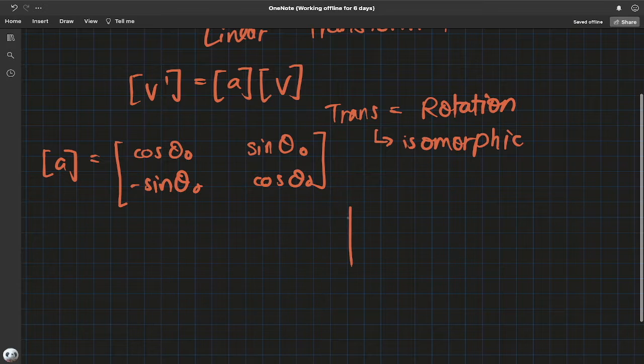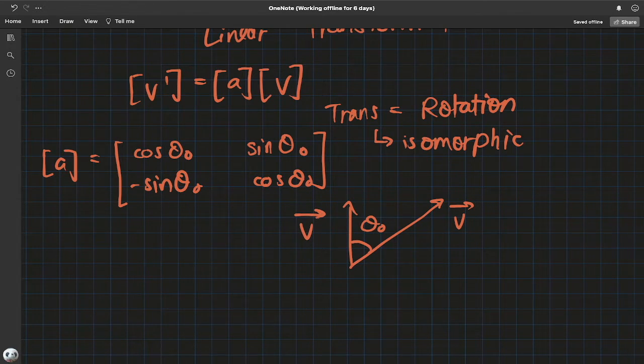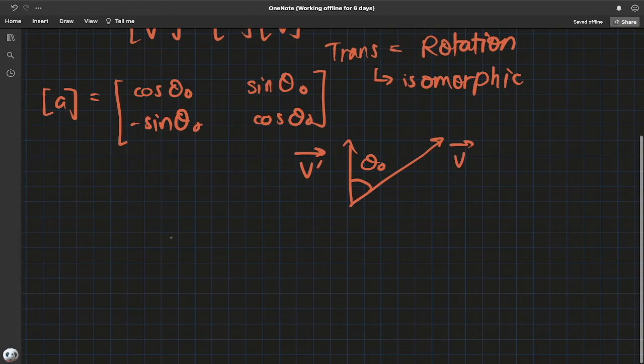Okay, so think of this as, say you have your vector v, you rotate it by some angle, some theta naught, and end up at v prime. So that's what this matrix is. It's mapping vectors in the unprimed system, like input vectors v, to their rotated counterparts v prime. And we clearly have an inverse for this: just reverse the rotation or change the angle to a negative.